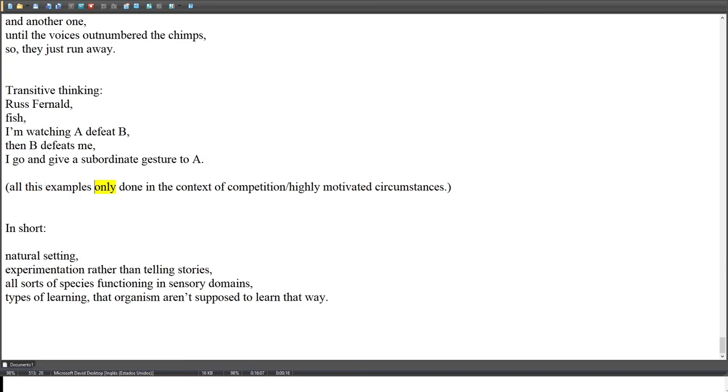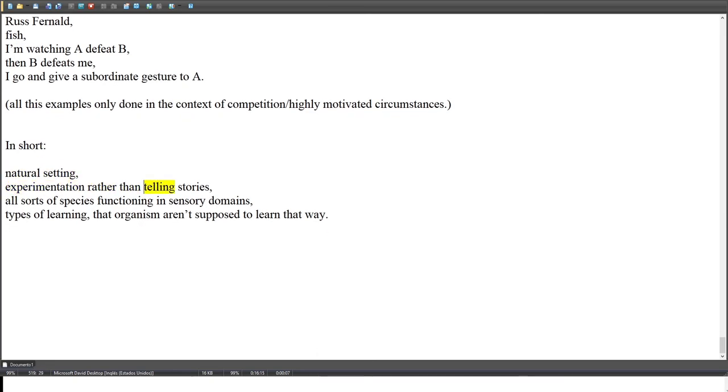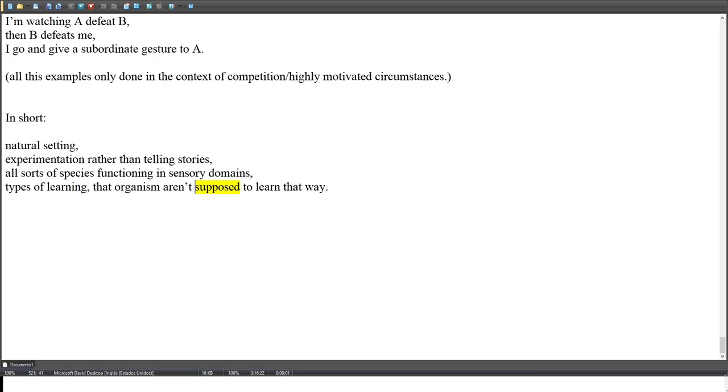All these examples are only done in the context of competition or highly motivated circumstances. In short: natural settings, experimentation rather than telling stories, all sorts of species functioning in sensory domains, with types of learning that organisms aren't supposed to learn that way.